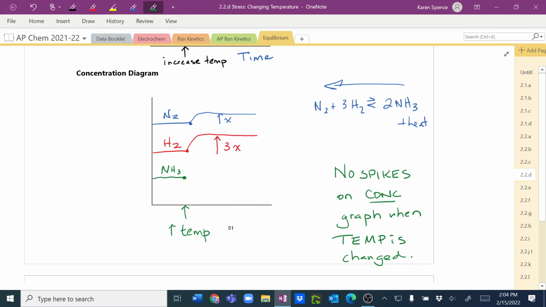And the NH3 will go up or down? Down. 2. Okie dokie? All right.